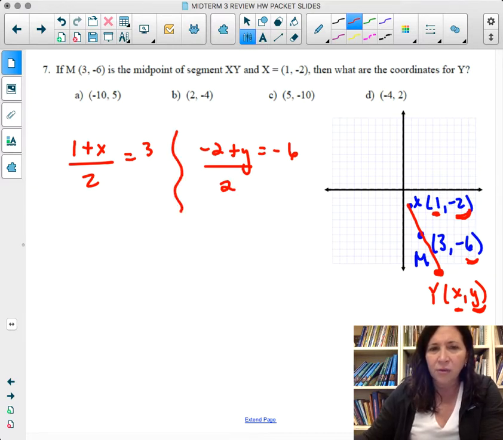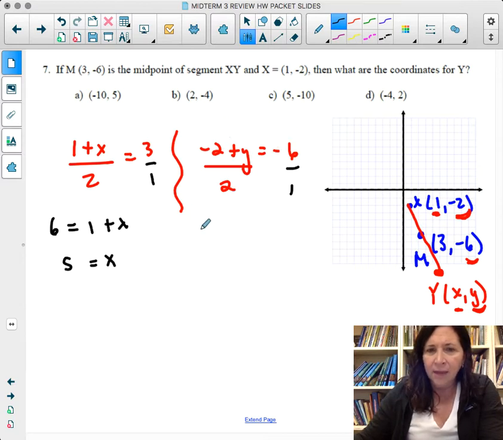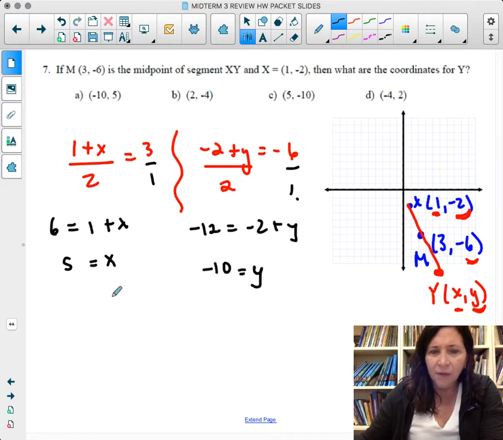So all I have to do here is cross multiply. We're going to put this over 1, and I'm going to go 3 times 2. Actually, negative 6 times 2. So I have 6 is equal to 1 plus x, so x is equal to 5. And for y, I'm going to get negative 12 is equal to negative 2 plus y. So here I'm going to add 2, and I'm going to get y is equal to negative 10. So my point is 5, negative 10. So 5, negative 10 is C.